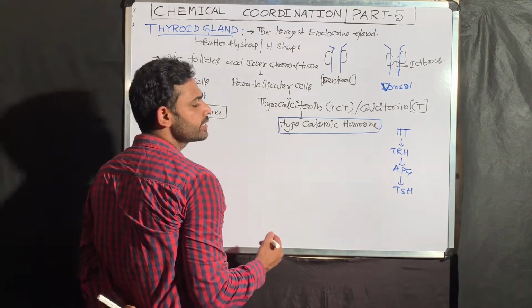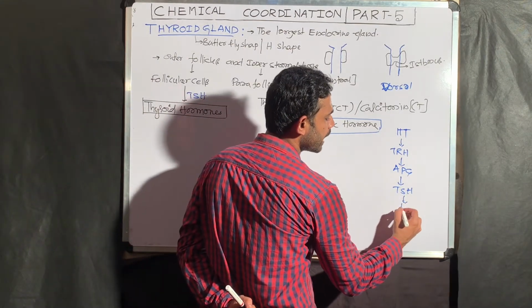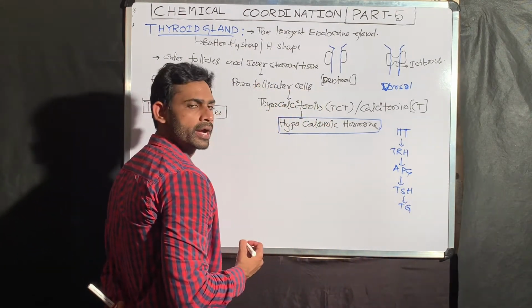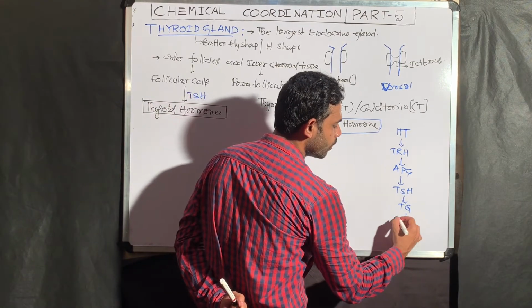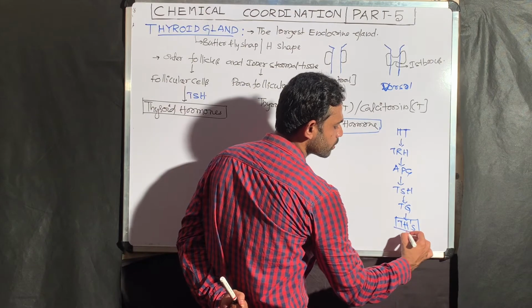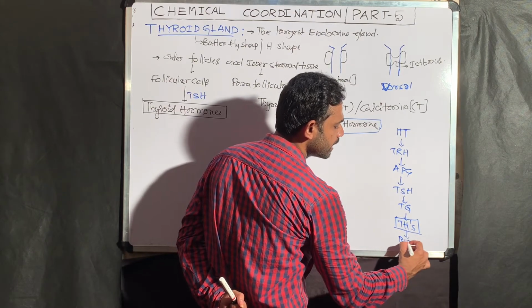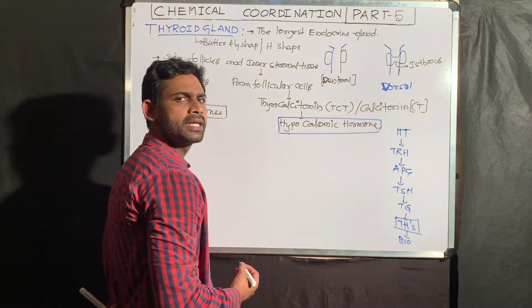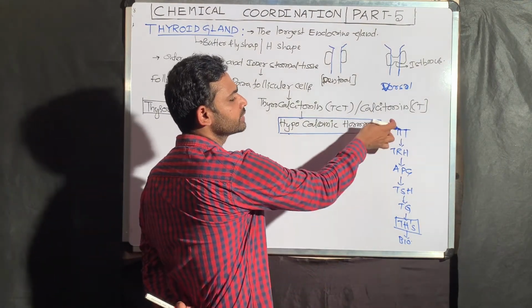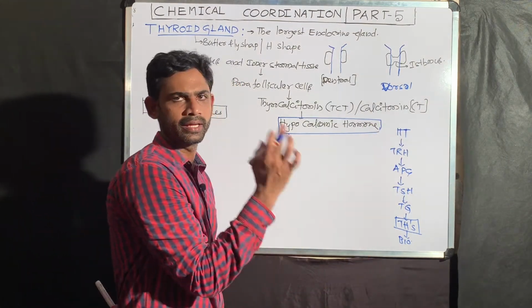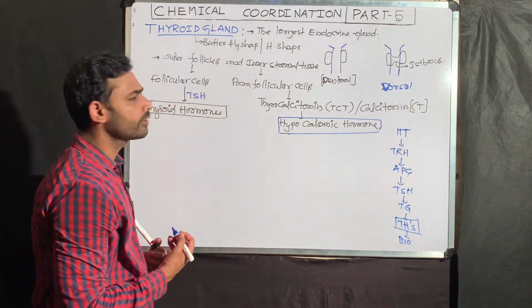What will TSH do? It goes and acts on the follicular cells of the thyroid gland. Then the thyroid gland releases the thyroid hormones. These thyroid hormones go on to do the biological effects. Ultimately, the biological effects of the thyroid hormones are controlled in this way.